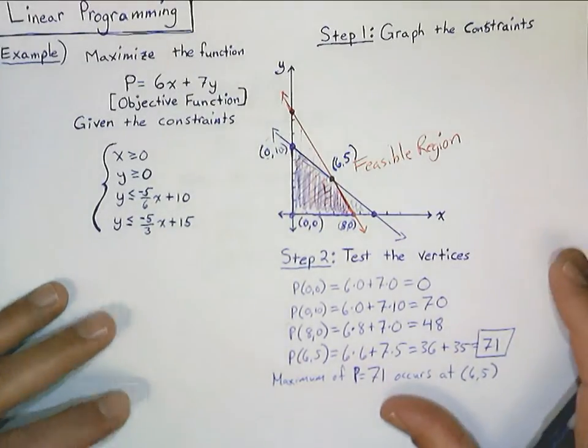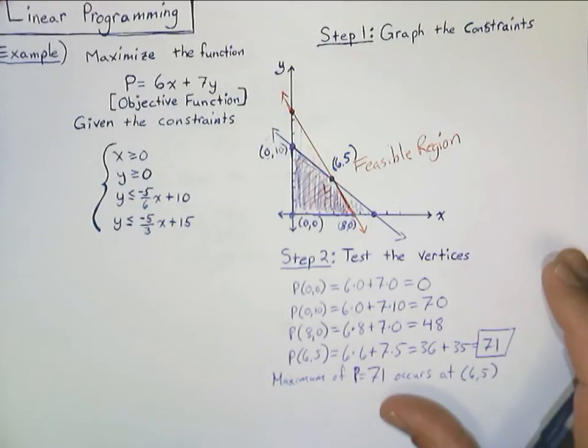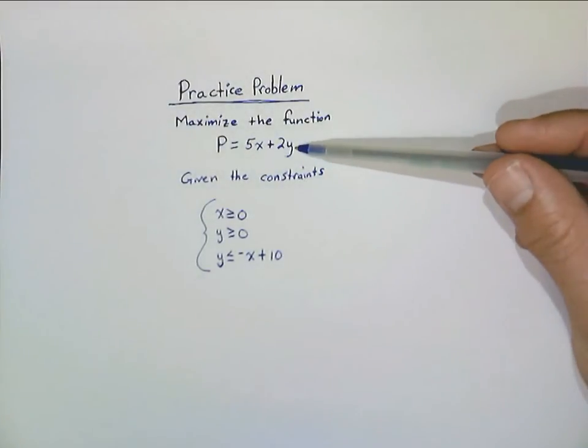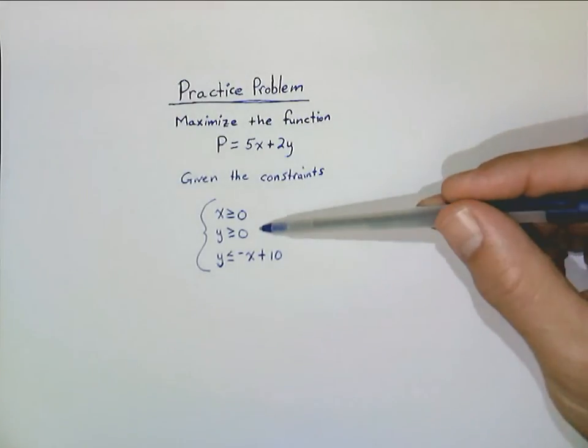Okay. You might want to watch that again to make sure you caught everything. Because now, what I want you to do is this practice problem. Maximize this function. It's very similar to the one we just saw, given these constraints. Now you've only got 3 of them.